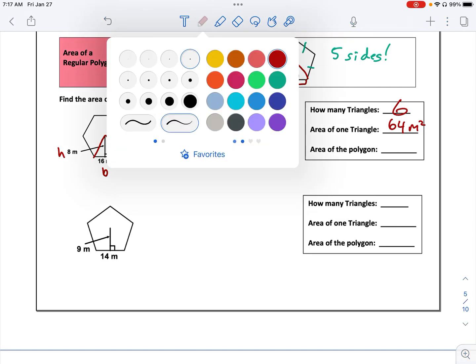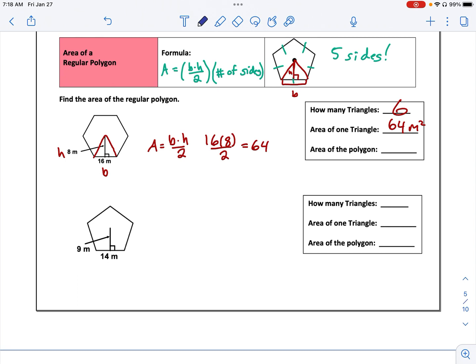And then if I wanted to find the area of the polygon, I would multiply that by the number of sides. So I would go 64 times 6, and that gives me 384 meters squared. So each time we first find the area of a triangle, then multiply it by the number of sides.